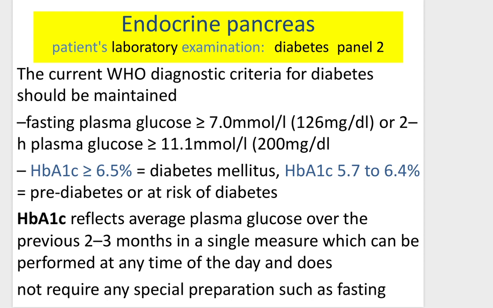Glycated hemoglobin more than 6.5 is a sign of diabetes mellitus. A level from 5.7 to 6.4 is a sign of prediabetes, or at least a risk of diabetes. Glycated hemoglobin reflects average plasma glucose over the previous 2-3 months. Why? Because it corresponds to the lifespan of erythrocytes. It is a single measure that can be performed at any time of day and does not require any special preparation such as fasting.